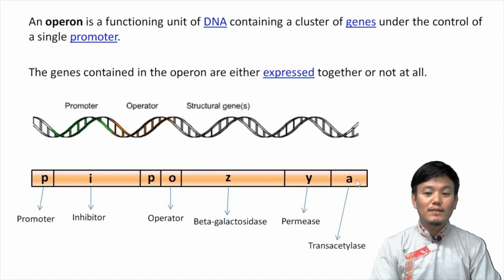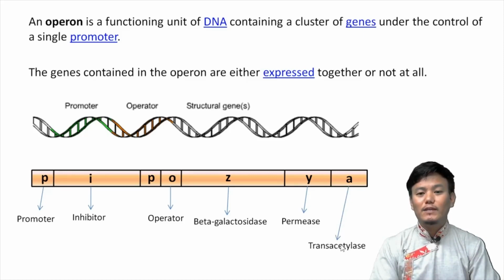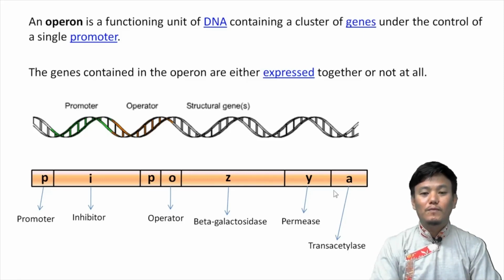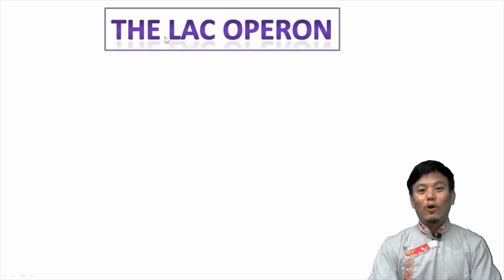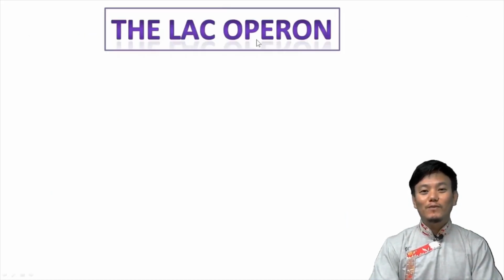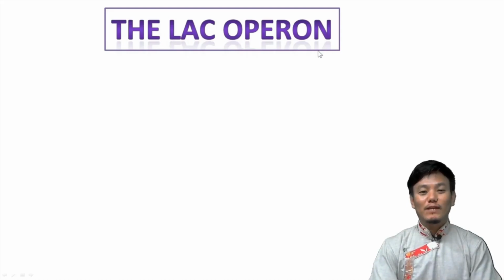Now there is no known function of transacetylase in lactose metabolism, but since it is attached to the lac-operon, we have to know the name of the enzyme transacetylase, which is coded by the gene A. So this is the lac-operon. Okay. So the lac operon simply means the operon involved in lactose metabolism. Let us now try to understand how this lac operon is regulated.